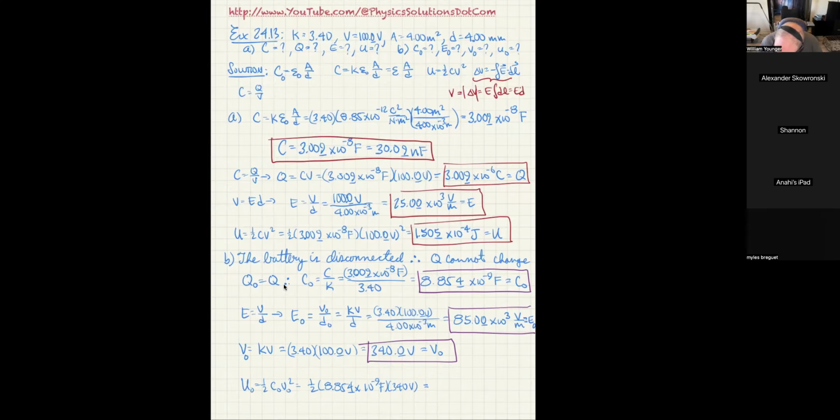So 0.5 times 8.854 times 10 to the negative ninth times 340 squared, and that gives me 5.118 times 10 to the negative fourth joules. And that's U0 without the dielectric.